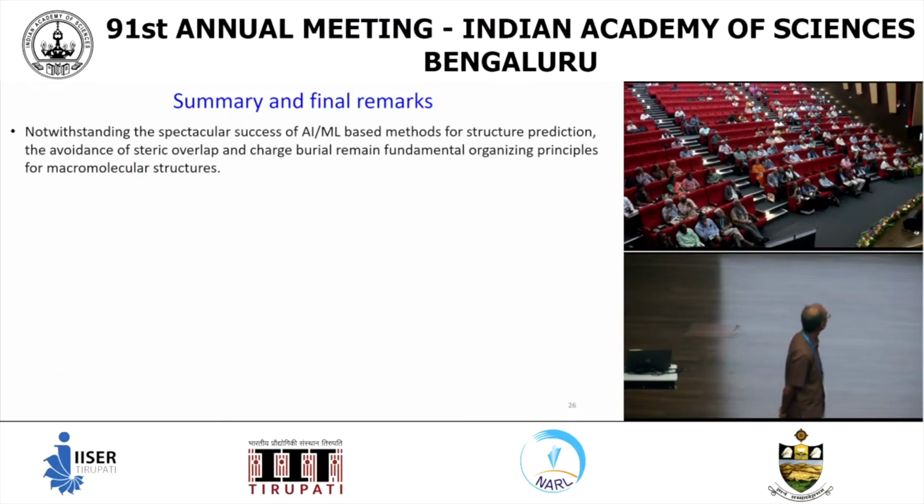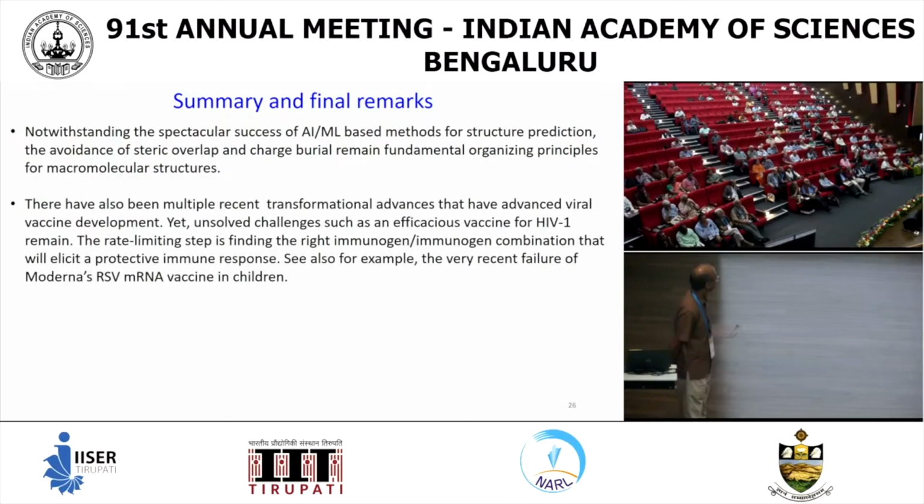And so just to summarize, there have been really spectacular advances using AI and machine learning in structure prediction and in a variety of other areas in function prediction. Despite this, so far it hasn't been particularly successful at predicting single point mutations which are stable. Though there have been a lot of transformational advances in viral vaccine development, including the development of mRNA formulations, which I haven't talked about, there are still very important unsolved problems that remain.